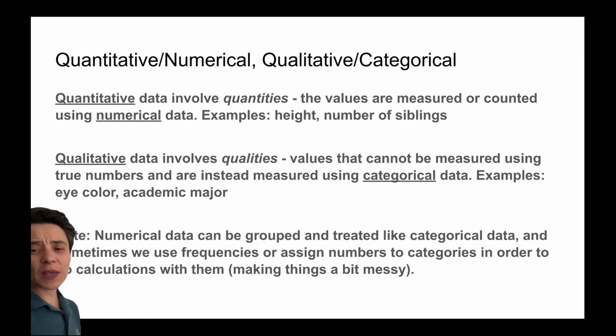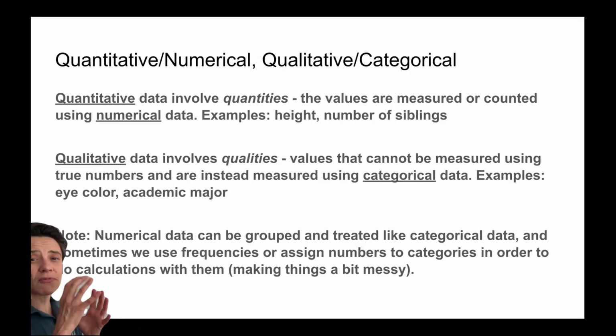Okay, it is important to note that numerical data can be grouped into chunks and then treated like categorical data. So just because something starts out as numerical doesn't mean it will stay numerical. We also sometimes assign numbers to categories to help us work with them for certain statistical purposes. So things can get a little bit messy, but the main idea is that things you can measure, like with an actual measuring device, or count, that's typically quantitative. Stuff that's more about qualities, about descriptions, that's more subjective, that is qualitative, and that's typically categorical data.